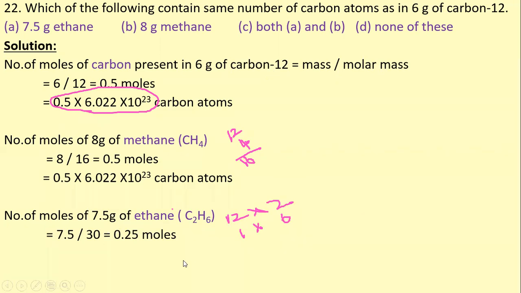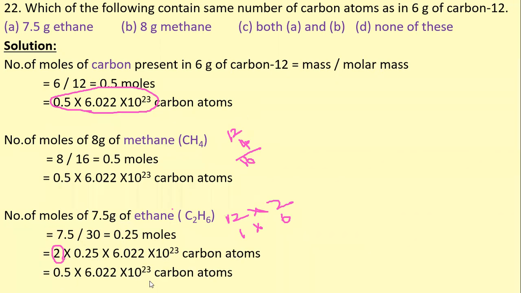So now we get 0.25 mole. So this 0.25 mole into 2. How does this 2 come? Previously we had only 1 carbon, but here we have 2 carbon, so only here the 2 comes. So 2 into the moles with the Avogadro number. If we check with all these options, when we multiply it, we get the same answer, 0.5 into Avogadro number.